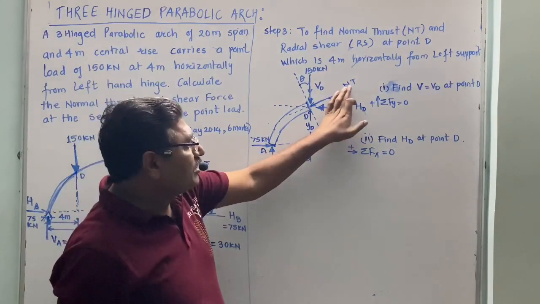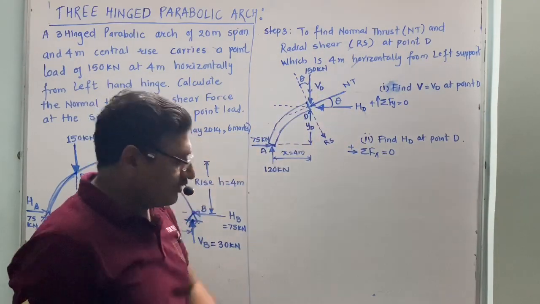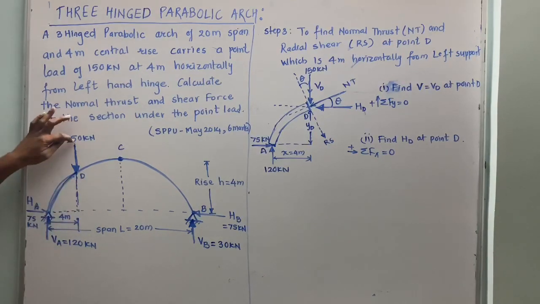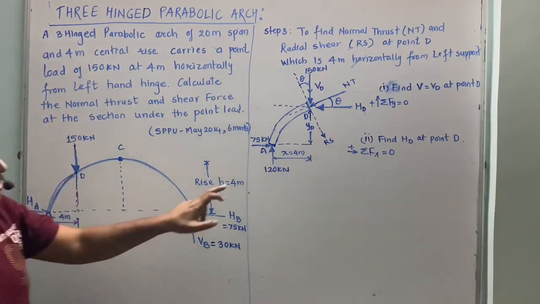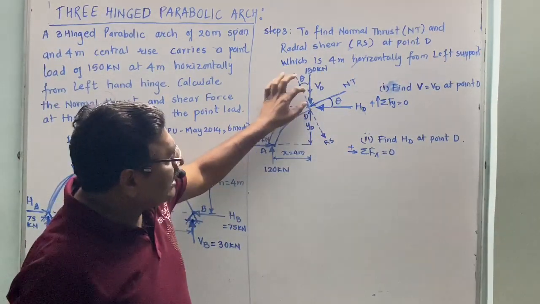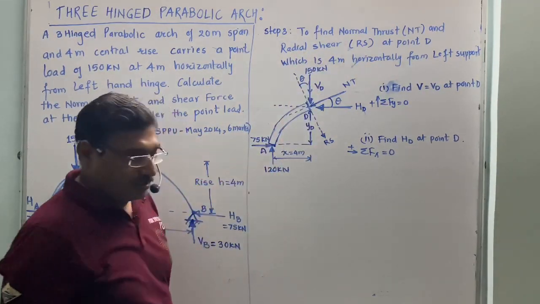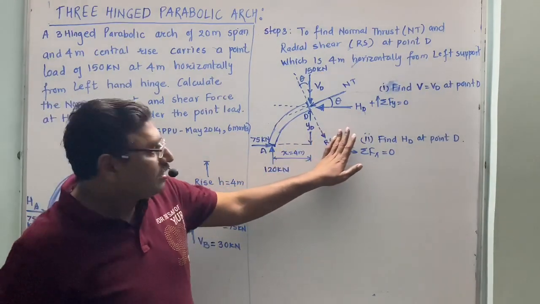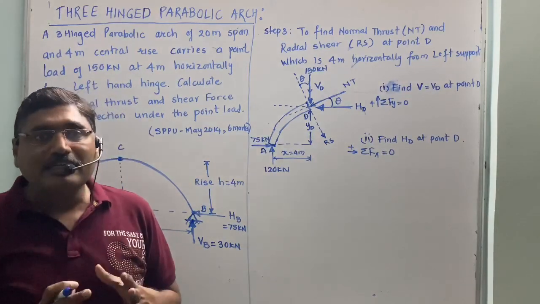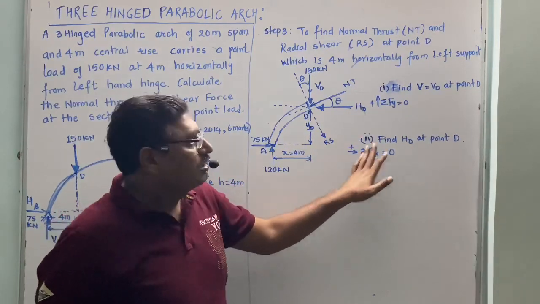To calculate this normal thrust and radial shear, we have to calculate horizontal at D and vertical at D. But in this numerical, at the point D, where we have to calculate vertical, this 150 kilonewton is already acting. So VD is the vertical force acting at point D, and in addition to that, this 150 kilonewton force also acts at the same point. Now to calculate this HD and VD, what do we have to apply? We just have to apply the conditions of equilibrium, that is summation of Fy is equal to 0 and summation of Fx is equal to 0.